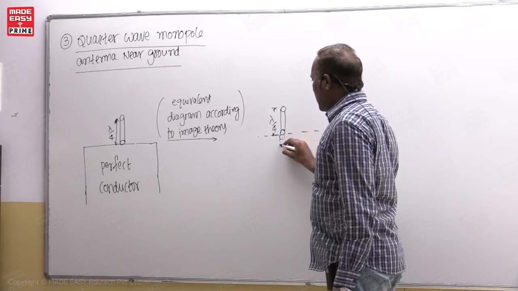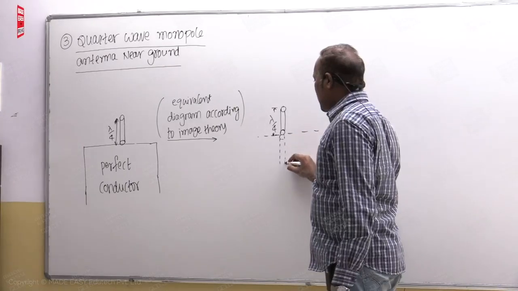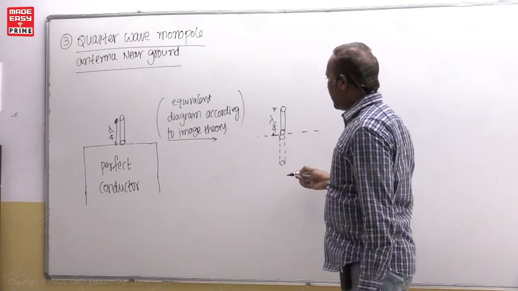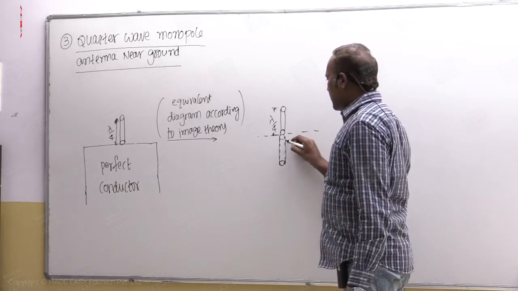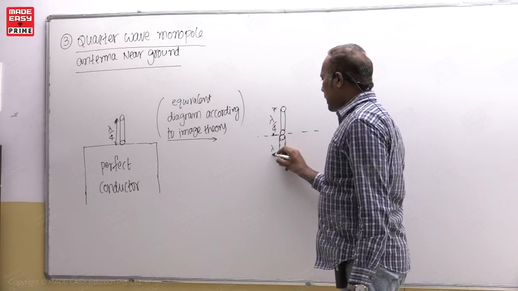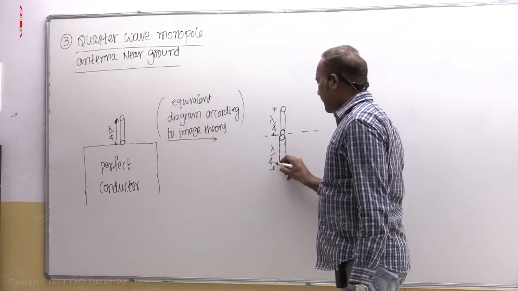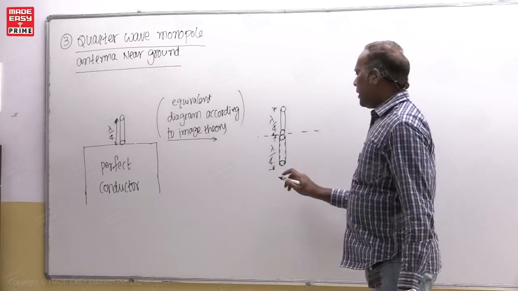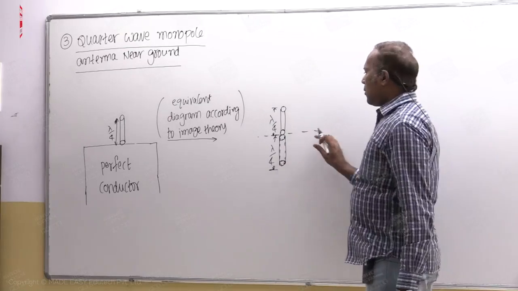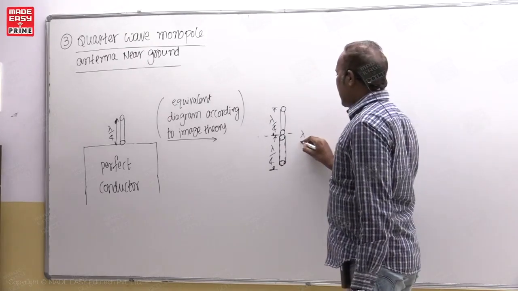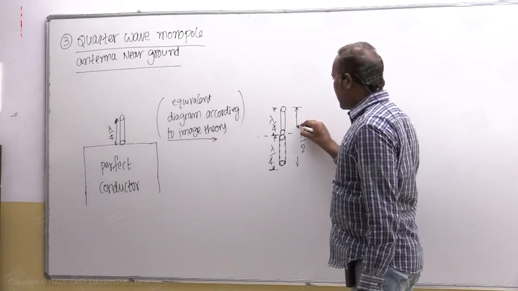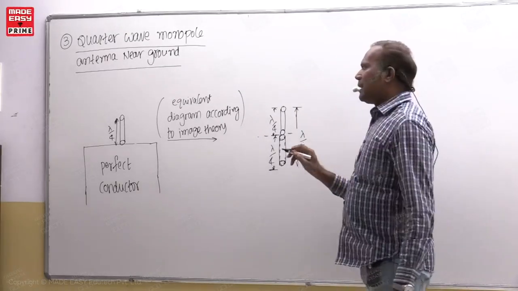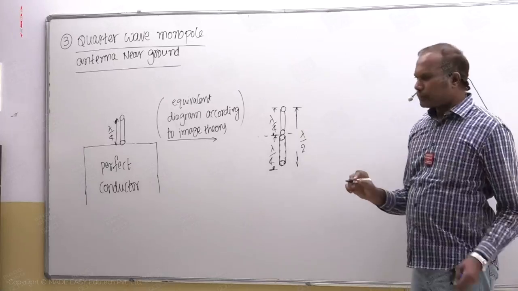Then the image of the conductor, I am drawing it like this, indicating that it is the image of the conductor. You can draw it like this also, no problem. This is called the image. This is also lambda by 4 length. So now it behaves like a lambda by 2 antenna, so the radiation resistance of this is also equal to 73 ohm only.